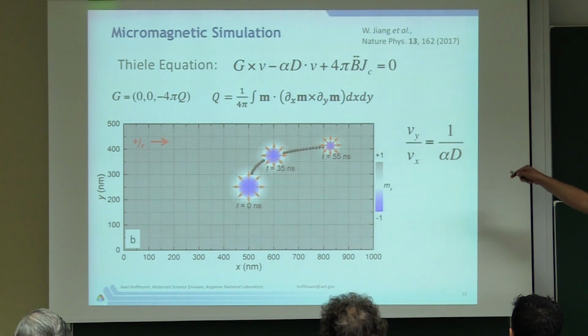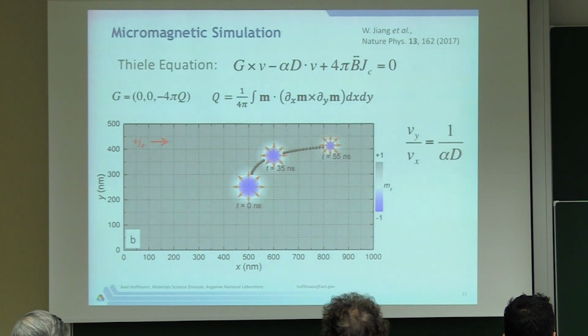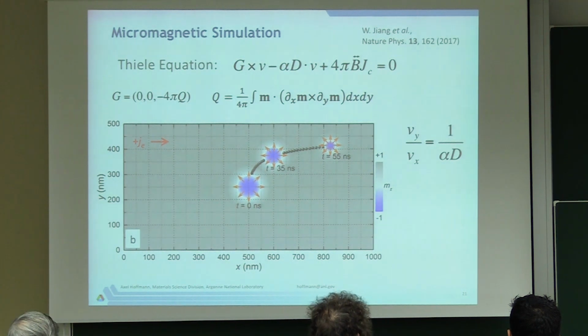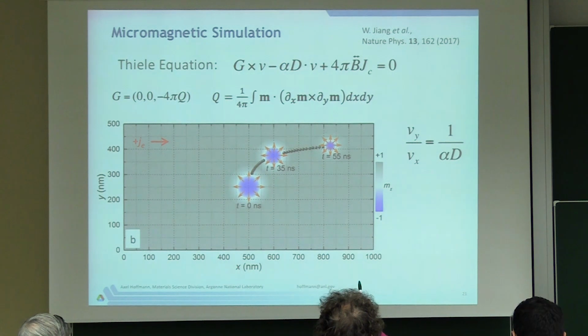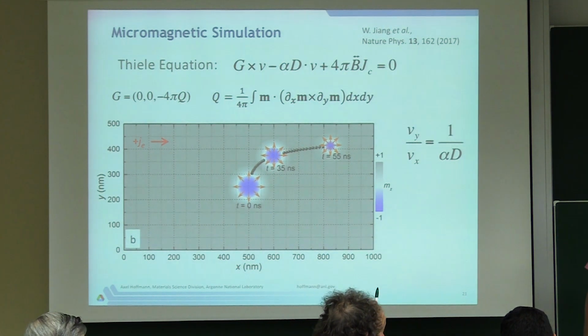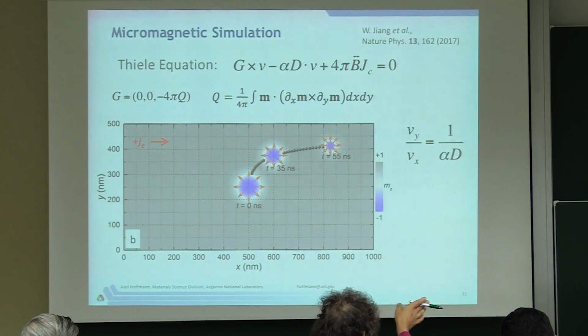You can also, using this Gilbert equation, actually calculate how much this transverse displacement should be. The transverse velocity over the longitudinal velocity is given by 1 over this damping term here. Now, alpha is typically of the order 10 to the minus 2. D for very small skyrmions is of the order 1, which means it's mostly transverse velocity that you get, by a factor of 100. Actually, it goes like this, then it stops, because it goes parallel to the current.